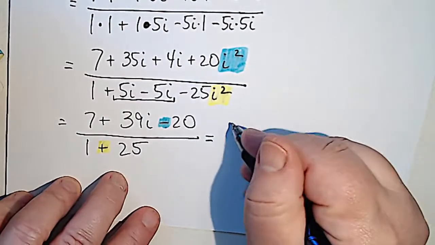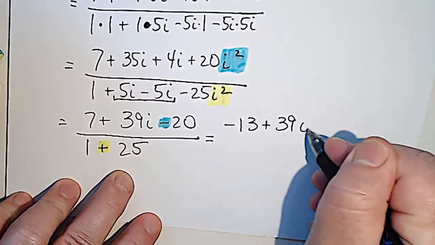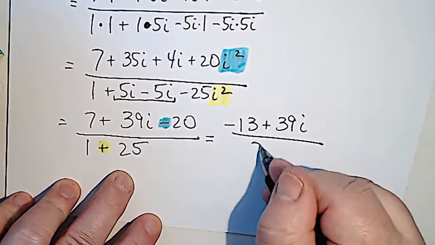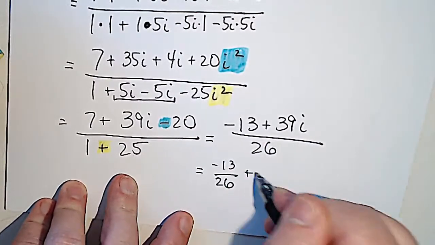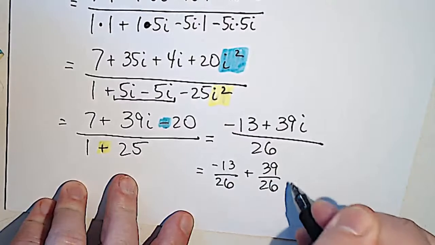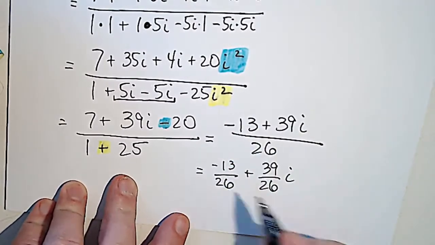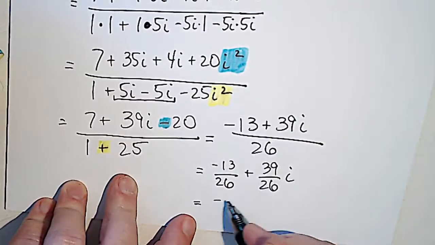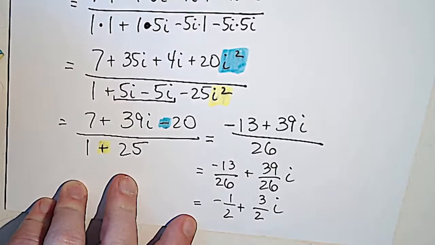So up on top, I get negative 13 plus 39i all over 26, and I split it up. Negative 13 over 26 plus 39 over 26i. See me doing that? I split this up over the 26. 13 goes into 26. It's negative 1/2 plus 3/2 i.